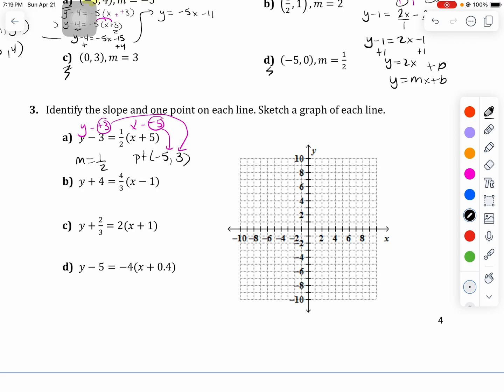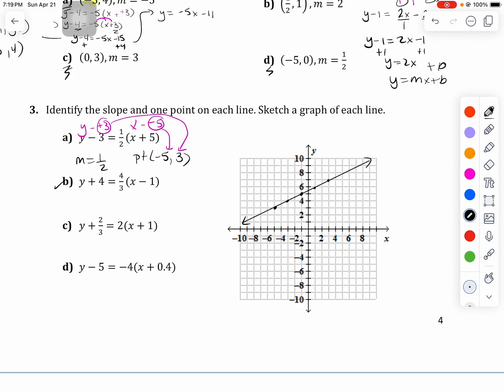So I'm going to start from negative 5, 3, counting over 5 to the left and up 3. And our slope is 1/2. Up 1, right 2, up 1, right 2. And there's our line. Okay, I'll leave B to you.